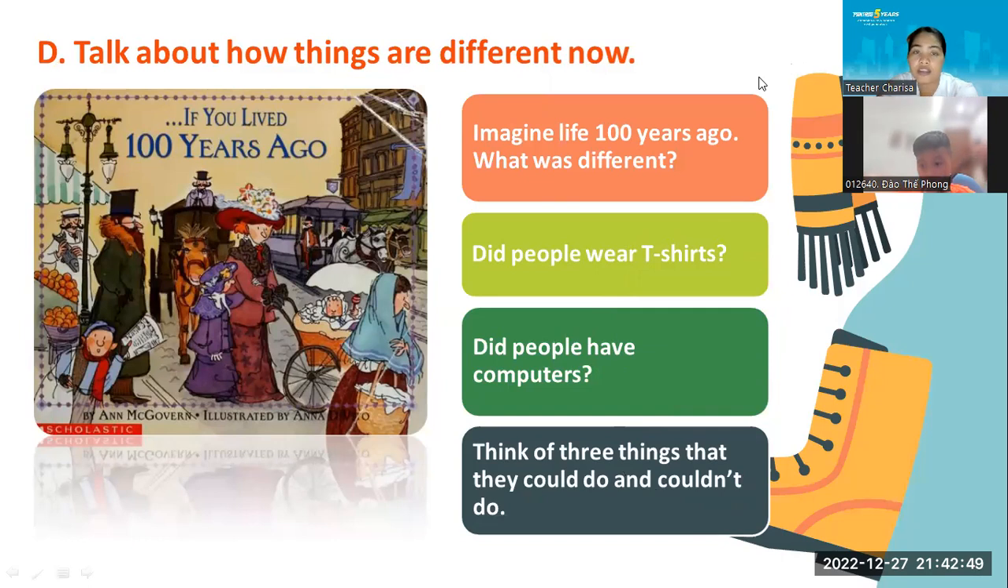So here, talk about how things are different, Veronica. Now, what was the difference? What is that? Imagine. Go read. Please read that. Oh, are you listening? Please read this. Imagine life 100 years ago. What was different? Okay, this is a what? 100 years ago. What is the difference between the past and now?